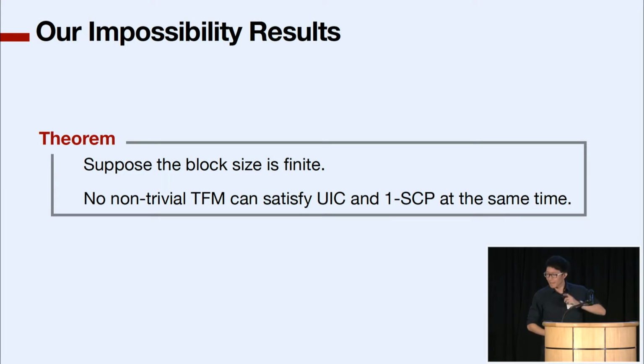And moreover, our impossibility says if you want UIC, you cannot have 1 SCP. And 1 SCP means this is a coalition formed by one miner and one user, and this is actually the weakest coalition we can conceive. So that means if you want UIC, you cannot even resist the weakest coalition.